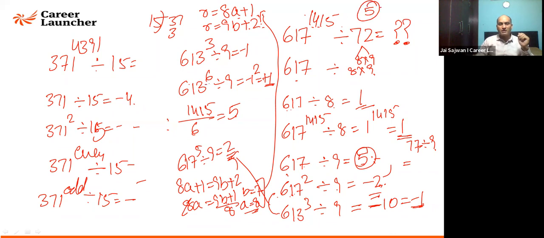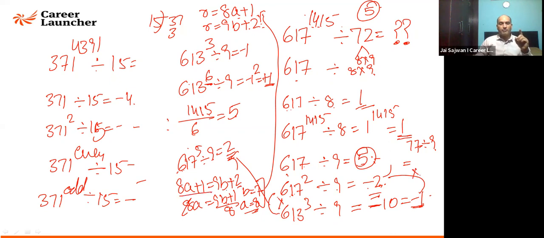So I know with power 6, remainder is 1. I need to find out what is the remainder when 617 to the power of 5 is divided by 9. You know, this gives you -1, this gives you -2. If you multiply these two values, the remainder will also come out to be 2 here. I believe it is clear.